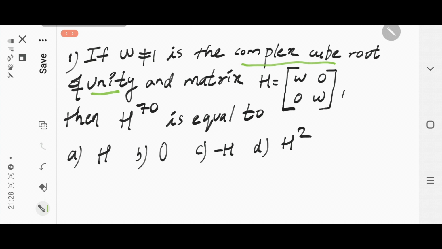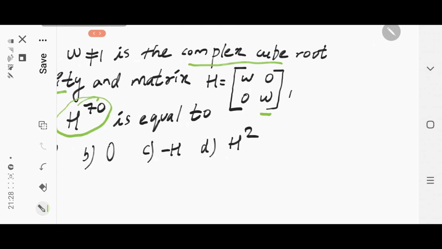If omega, which is not equal to 1, is a complex cube root of unity, and a matrix H is given as omega 0 0 omega, then what is H raised to 70? This is the question given to you. In order to do this question, you have already studied in the previous lecture what cube root of unity means. If you don't know about that, just go to my previous lecture and see the video. Anyway, how to do this question?